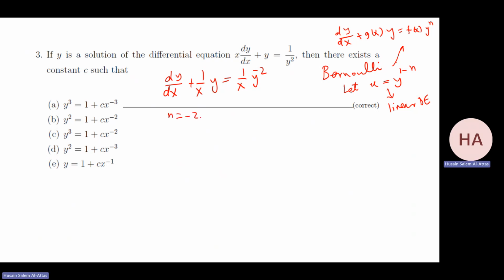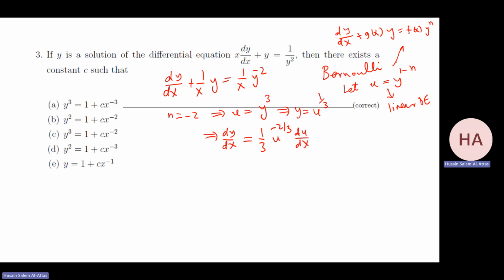I have n equal minus 2. So u equal y to the power 1 minus minus 2, y cubed. In other words, take the power 1 over 3 to both sides. So I have y equal u to the power 1 over 3. So dy over dx will be 1 over 3 u to the power minus 2 over 3 du over dx.